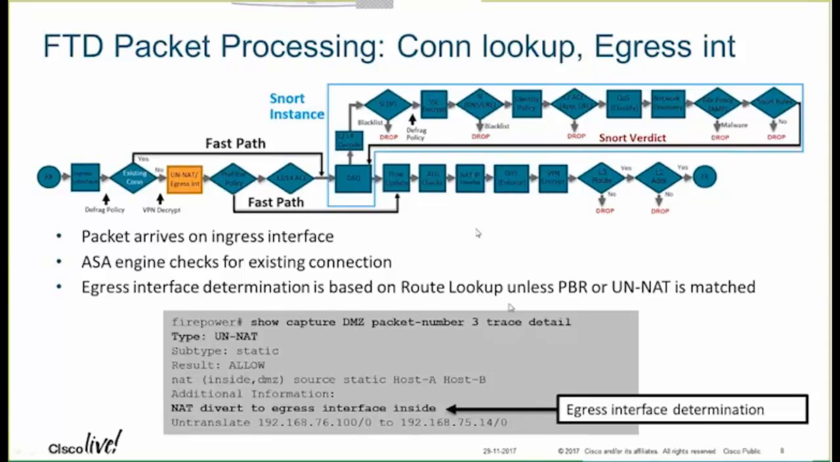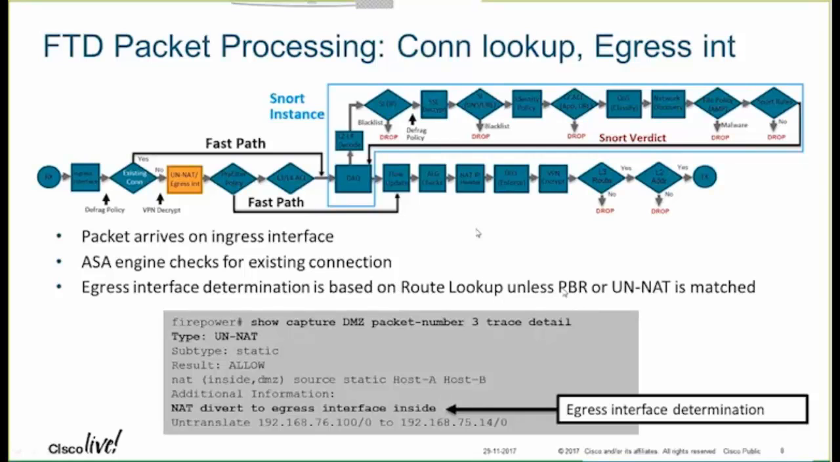So we can determine the egress interface, or which interface we need to send the traffic out, either via NAT or via PBR or via route lookup. If PBR and untranslate (unNAT) are the first priority, and they perform a route lookup or select a different egress interface, then route lookup does not happen for that specific traffic.